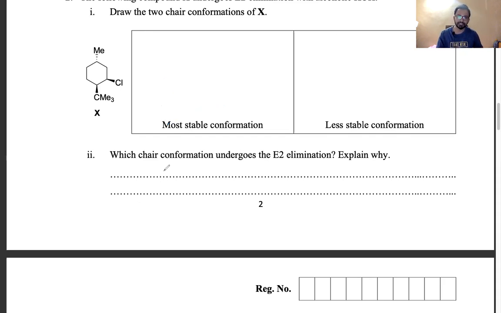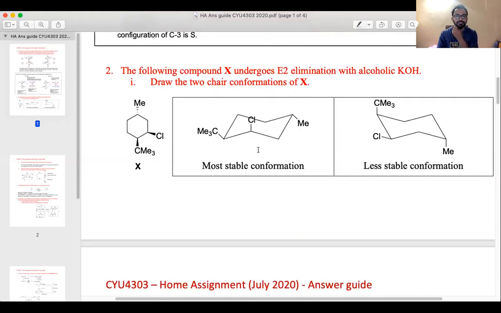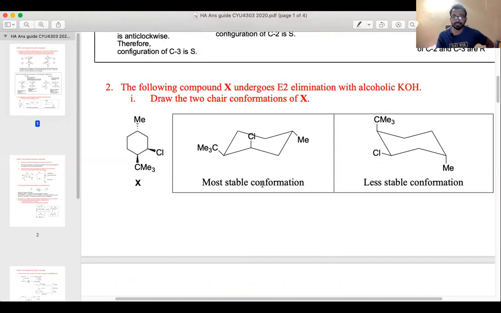So they are asking which chair conformation undergoes E2 elimination, and they are saying explain why. Okay, I will show you the answer. Then I'm going to discuss it. It will be quite easy. See, in here, for the most stable configuration and the less stable configuration, they are not going to ask you that many things.